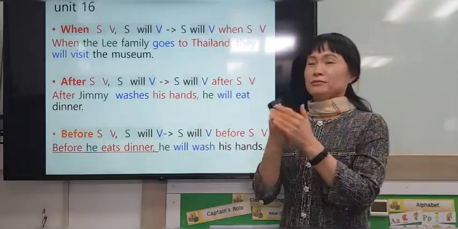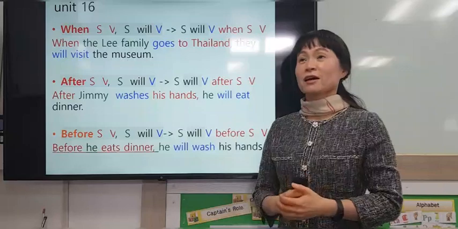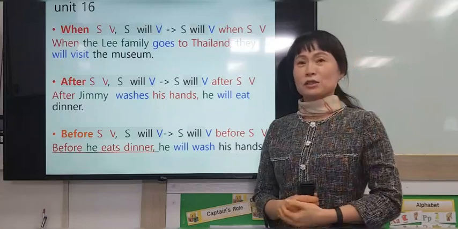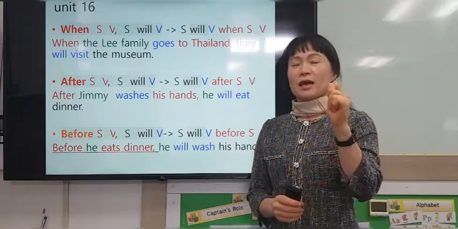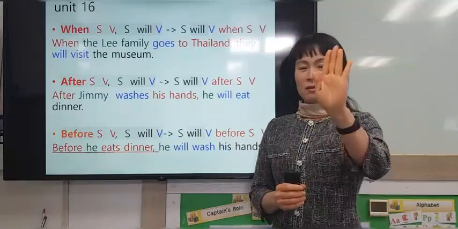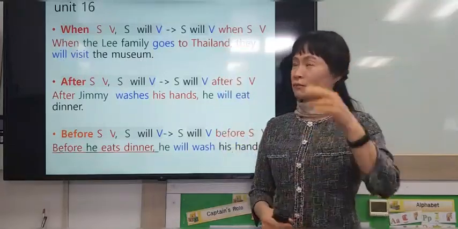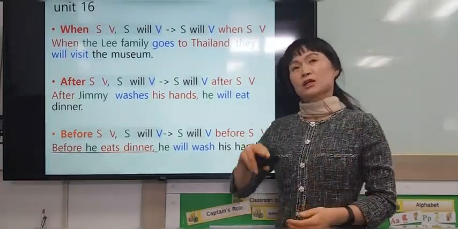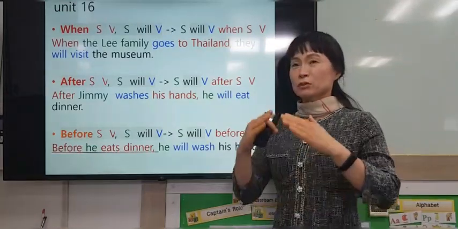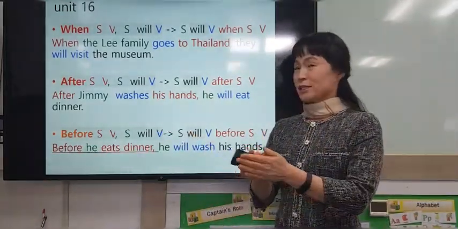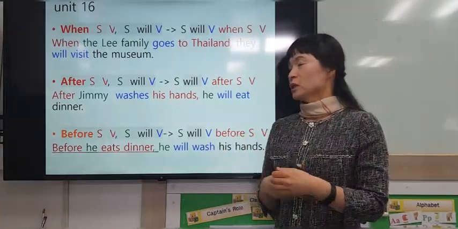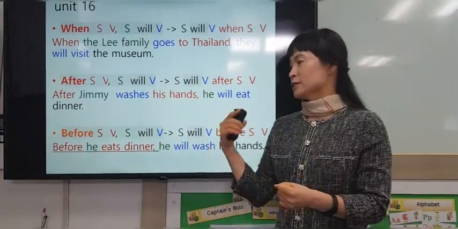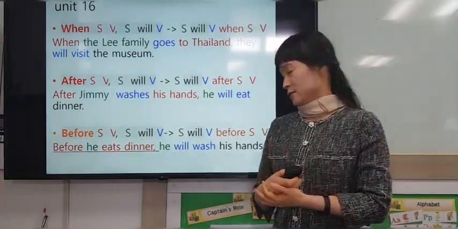Alright, let's make it clear. A clause is a sentence in a sentence. When clause, before clause, after clause. When means at the time. After means happening later. Before means happening earlier. For example, when the Lee family goes to Thailand, they will visit the museum. After Jimmy washes his hands, he will eat dinner. Before he eats dinner, he will wash his hands.